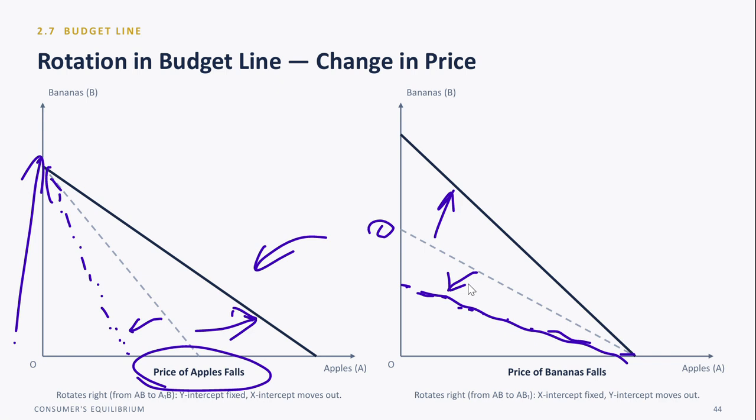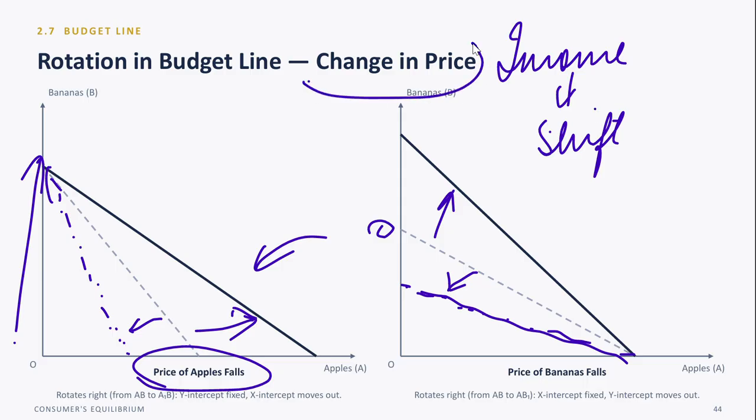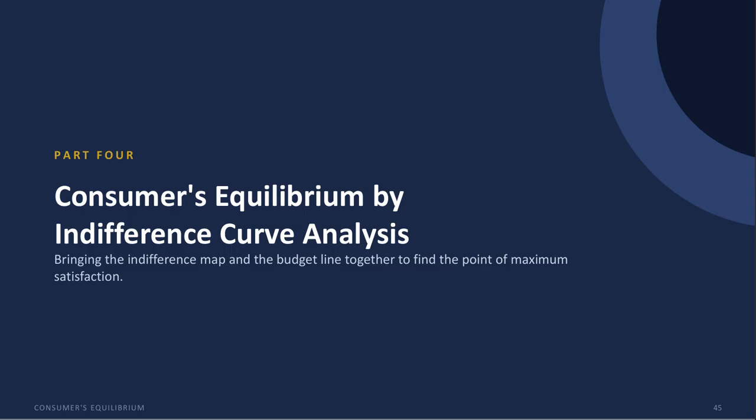So when income changes, you would find a shift in the budget line. And when there is a change in the price of either commodity, you are going to see a rotation in the budget line. Now let us talk about the consumer's equilibrium by indifference curve analysis. We are going to see the budget line and the indifference curve together, and we are going to find the maximum satisfaction point, which is the equilibrium point for the consumer.